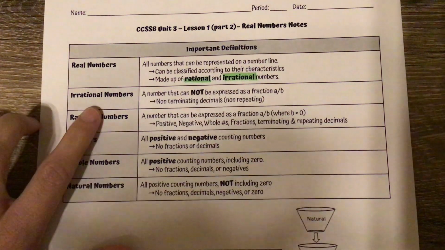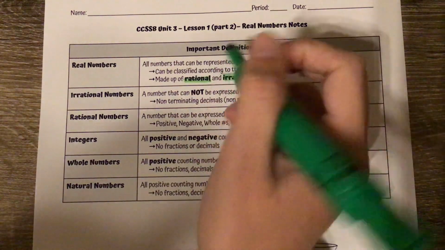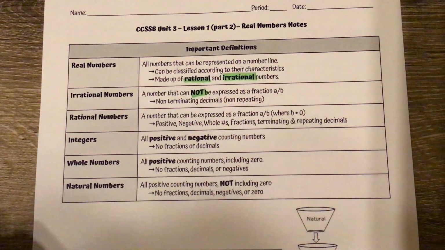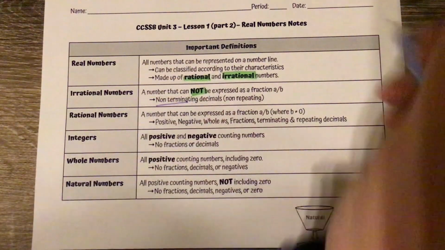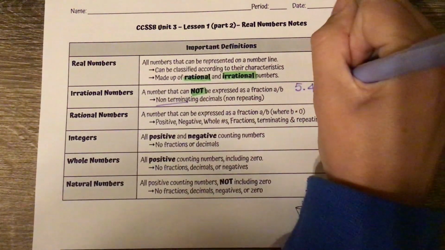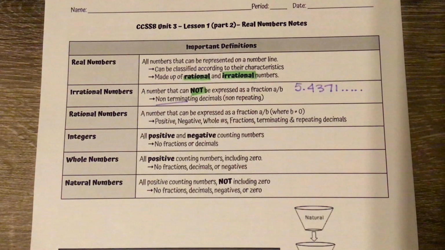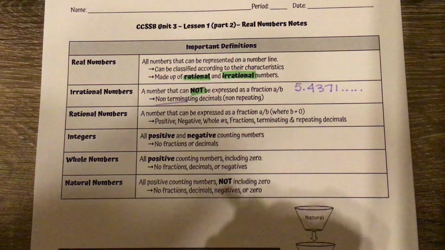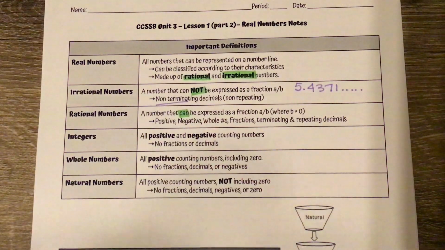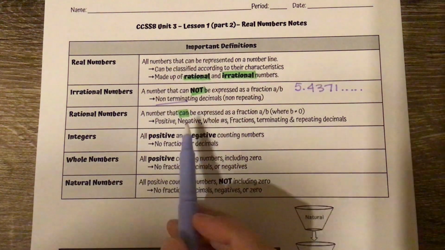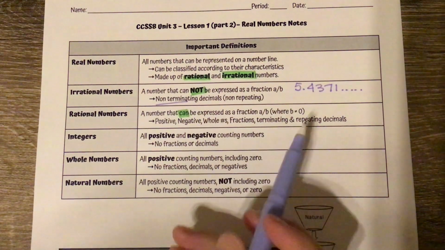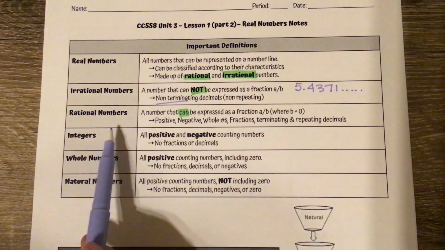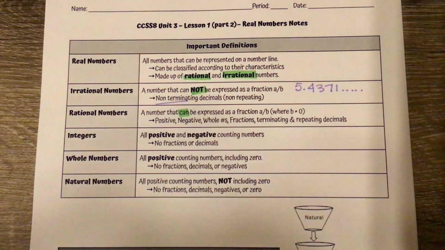So we have irrational numbers, which is a number that cannot be expressed as a fraction. So it is a non-terminating decimal. For example, 5.4371 going on forever, that doesn't repeat and doesn't end. They are irrational. Then you have rational numbers. So that's the opposite. They are numbers that can be expressed as a fraction. It includes positive and negative numbers, whole numbers, fractions, terminating and repeating decimals. So almost everything is a rational number. Anything that's not is irrational.